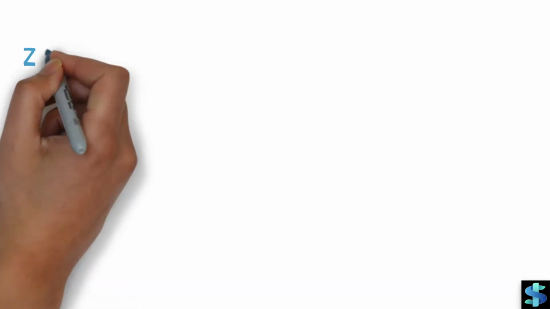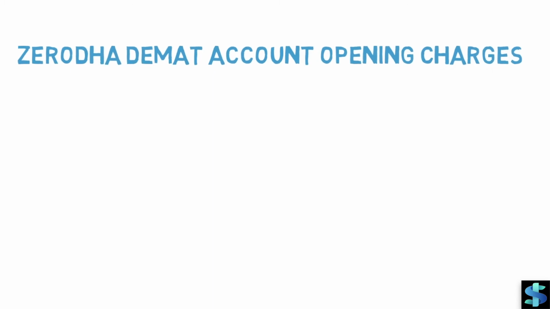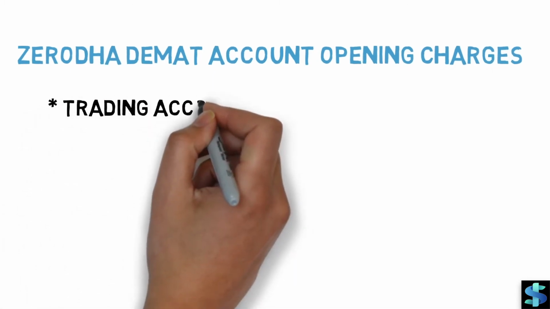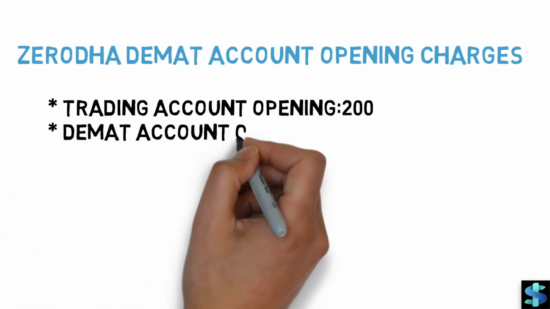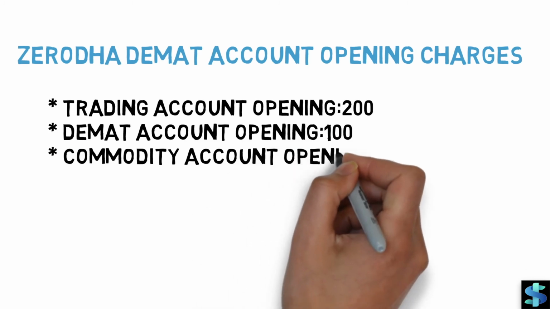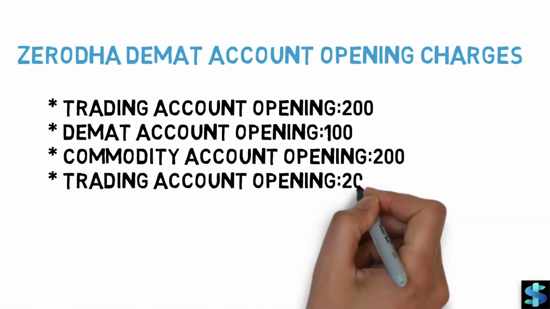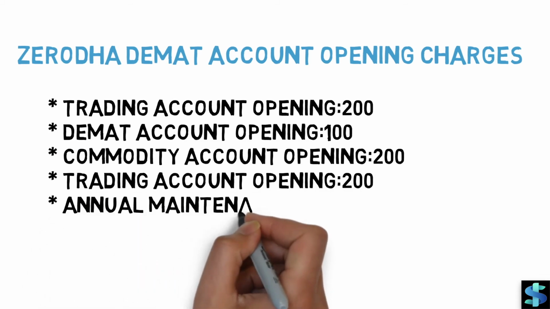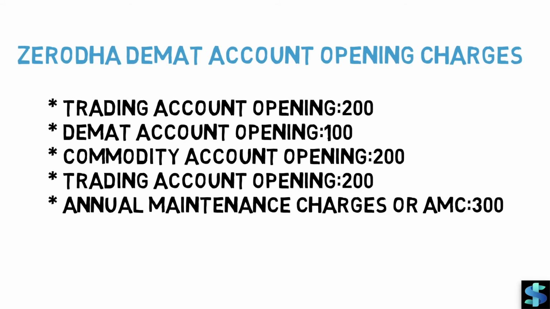Here are some of the Zerodha Demat account opening charges. As far as the account related charges are concerned, Zerodha charges the following prices that are required to be paid. Trading account opening, it charges Rs 200. For Demat account opening, it charges 100. For commodity account opening, it charges Rs 200. And for annual maintenance charges or AMC, it charges 300. Apart from that, you are supposed to pay brokerage on your trades.